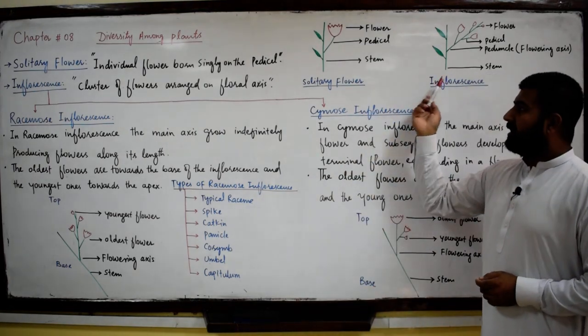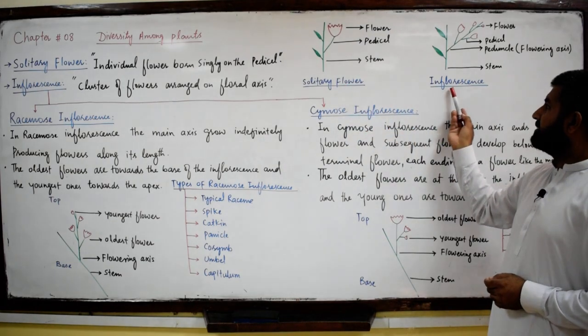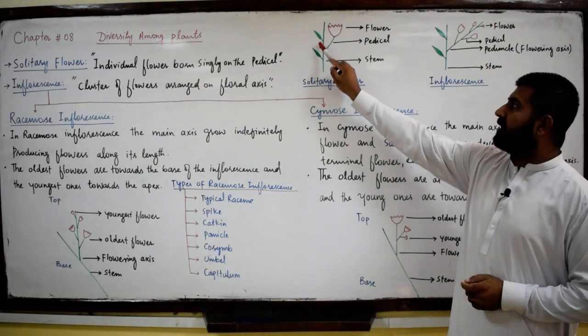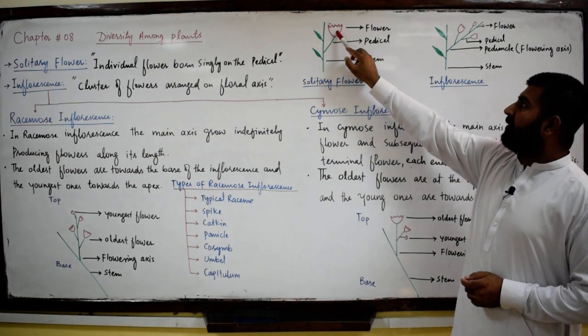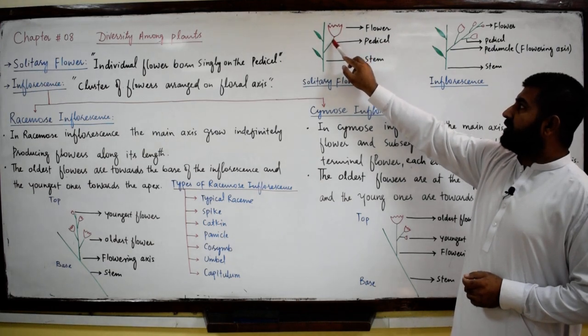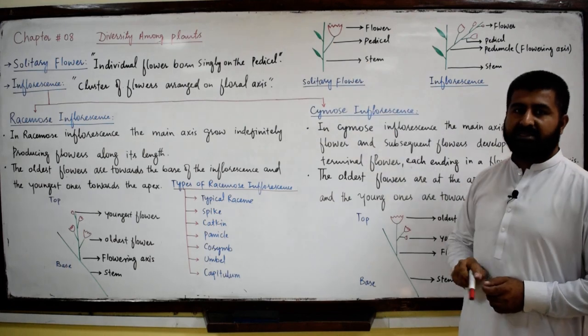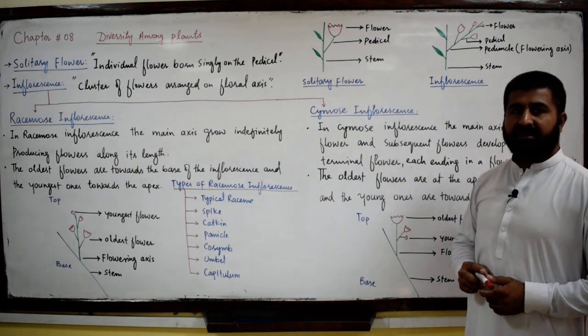You can see here in the diagram, this is the solitary flower and this one is the inflorescence. This is the main stem, these are the leaves, and this is the single flower. The flower may be attached with the help of a stalk with the stem or without this stalk. This stalk is known as pedicel.